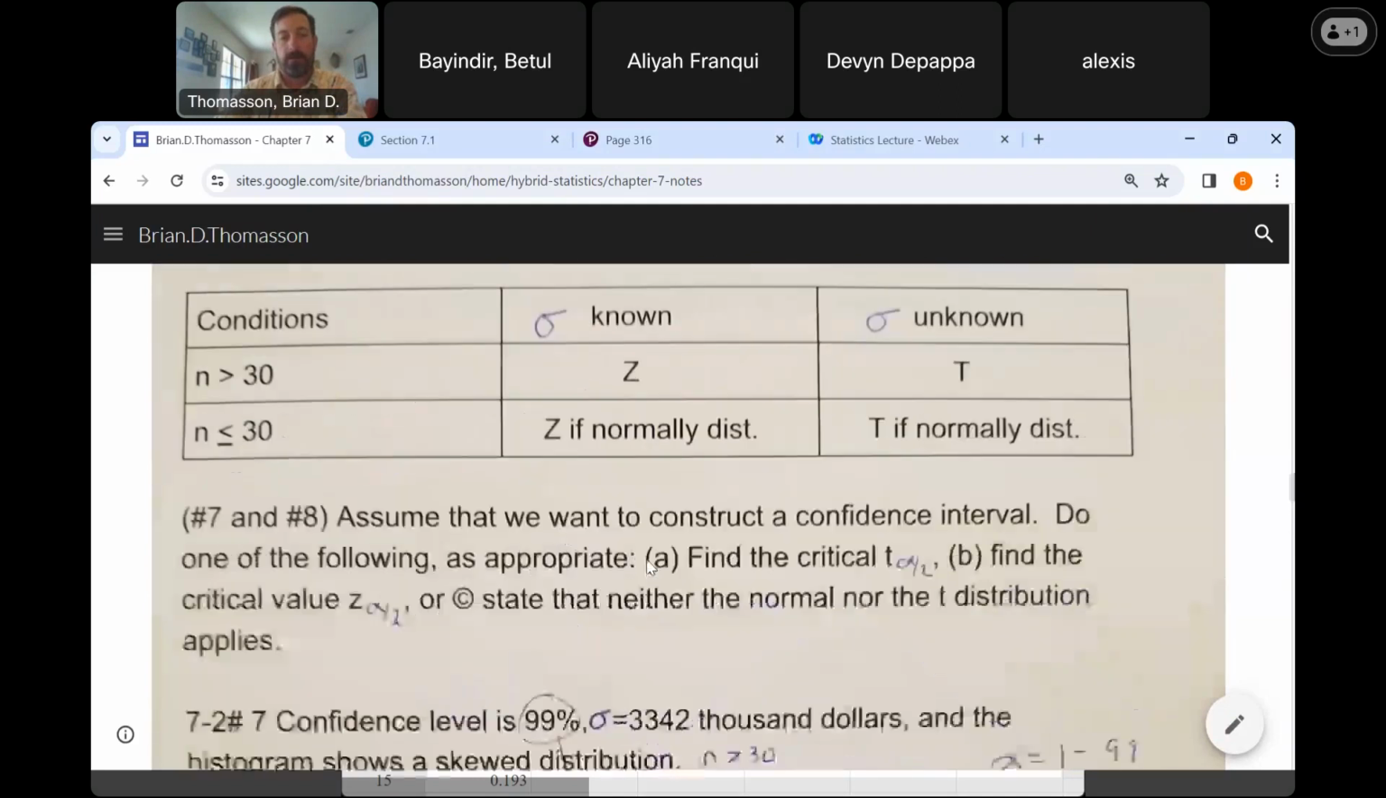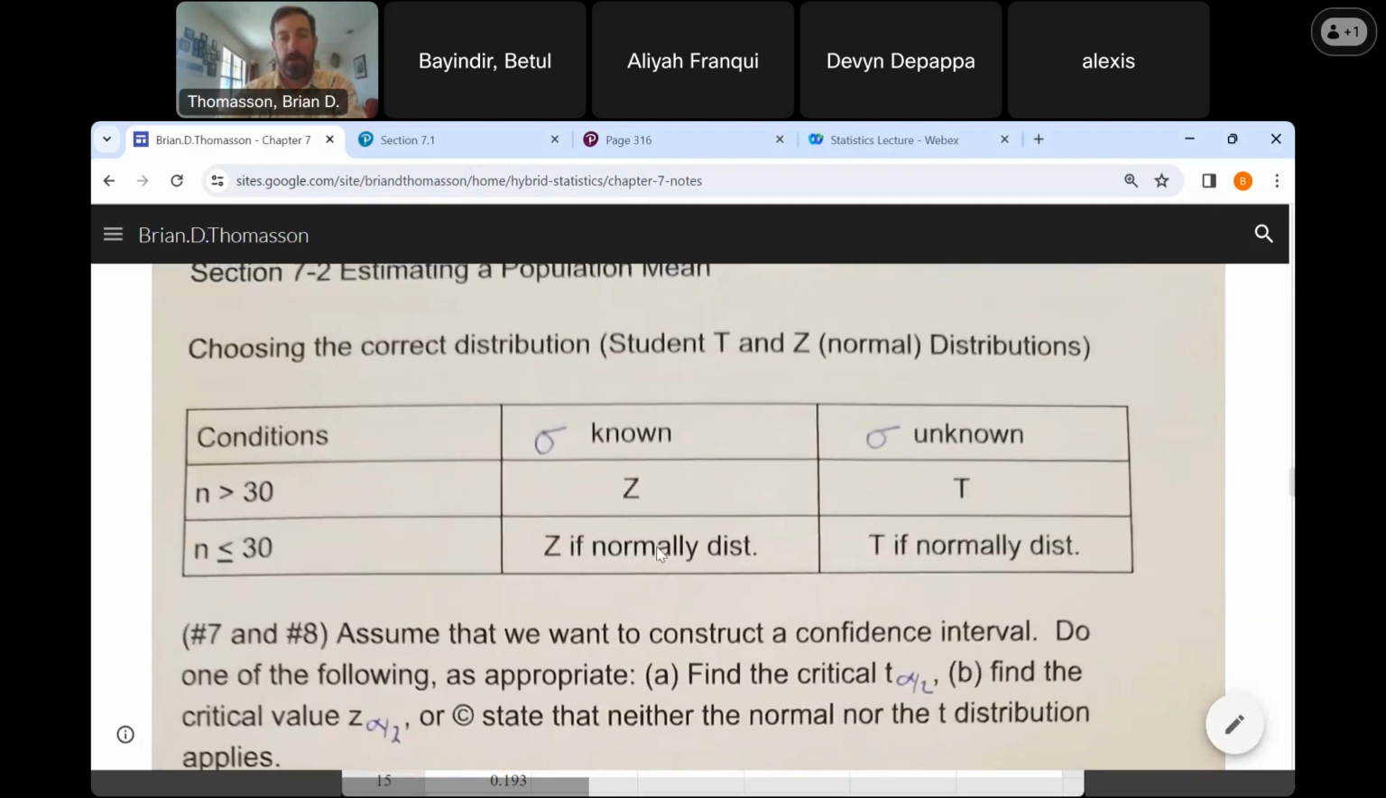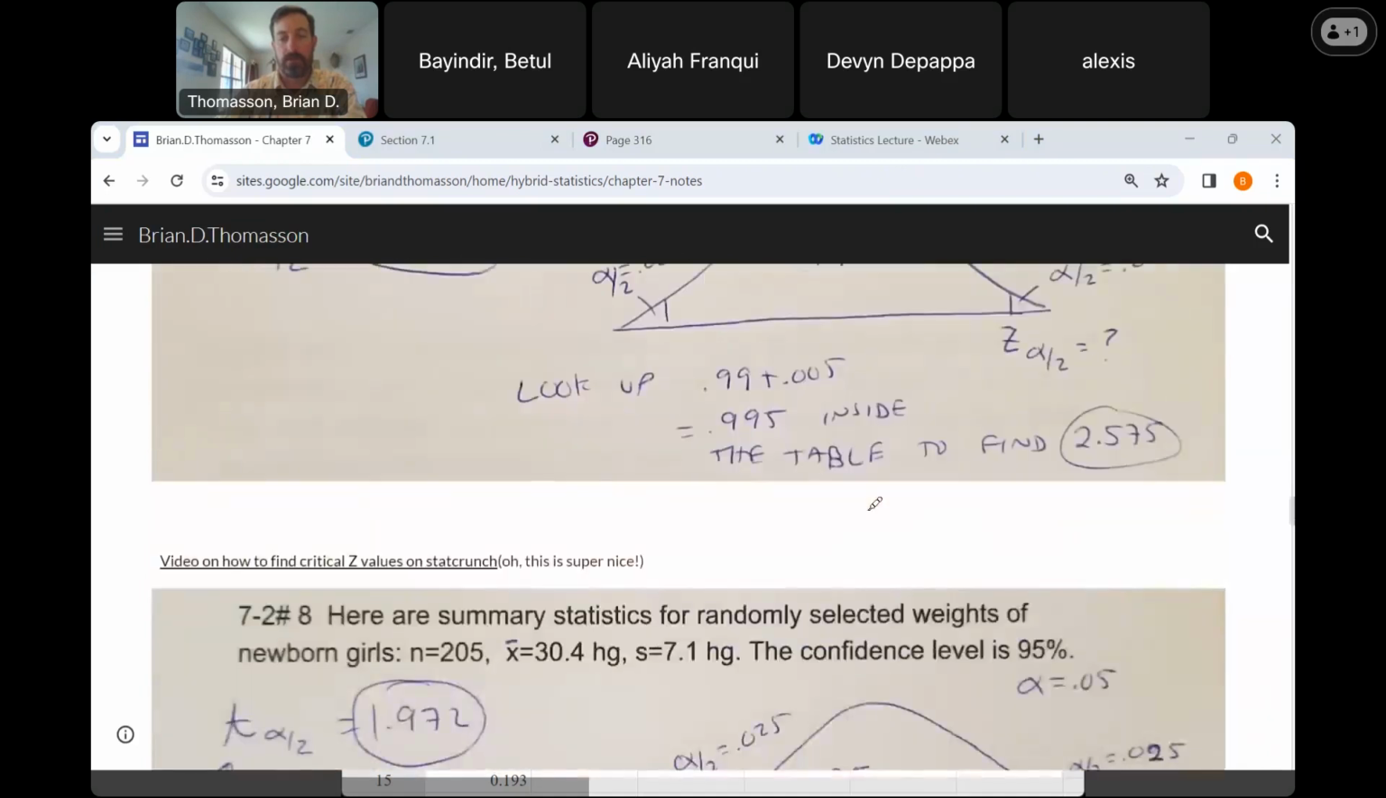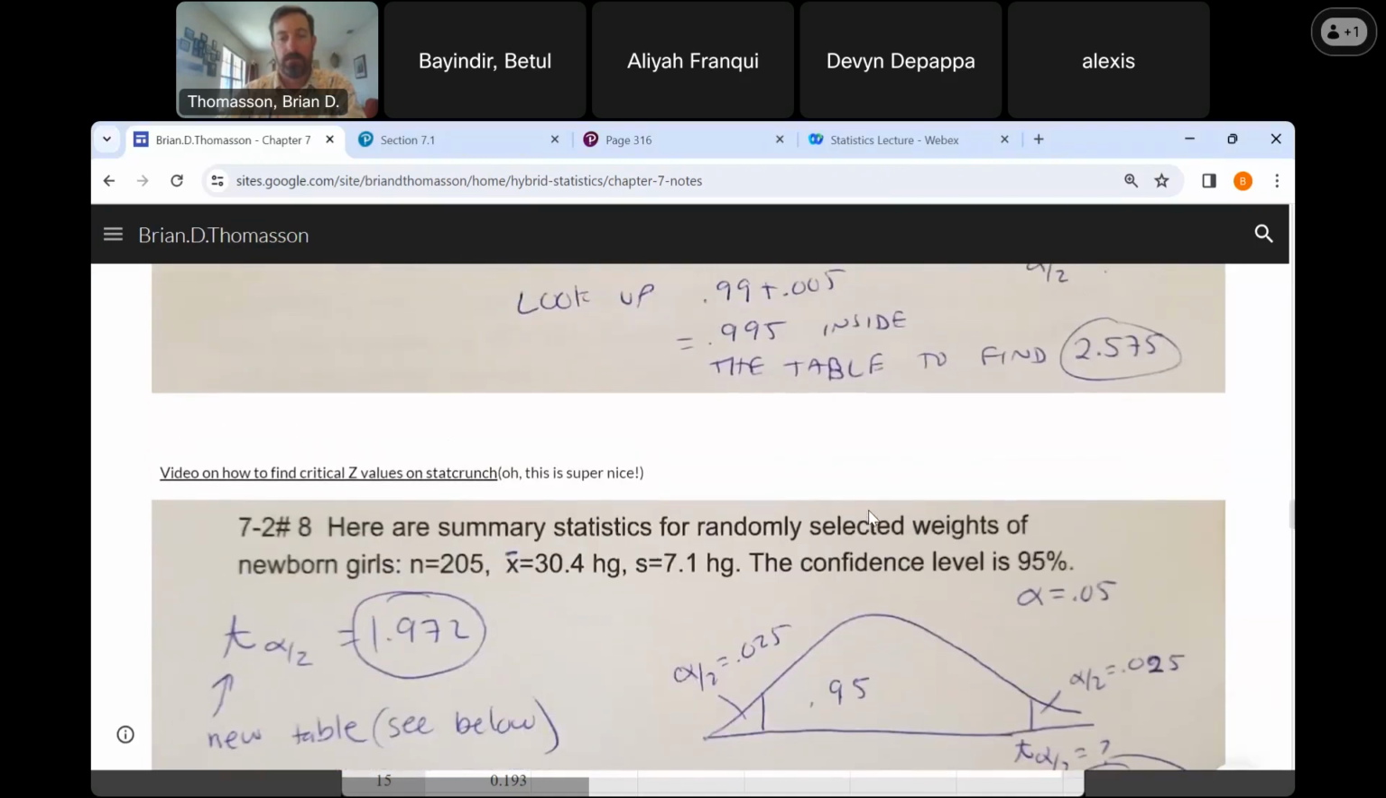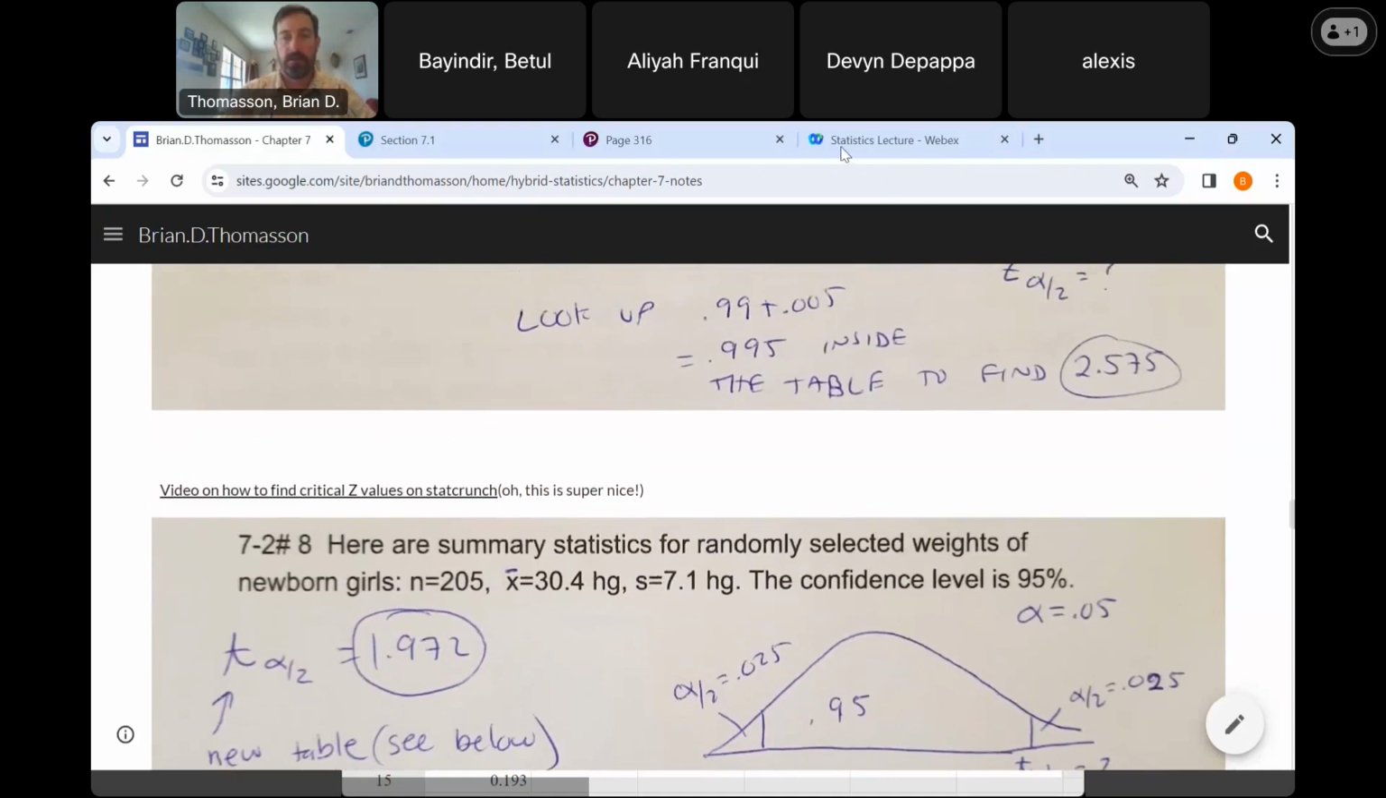Now, if we go up to our table here, we have n of 205, so that's obviously above 30. We have S, but we do not have sigma. We don't know anything about sigma, so that puts us in this last column, which is a t distribution rather than a z. Okay. So now we have something new that we have to talk about.